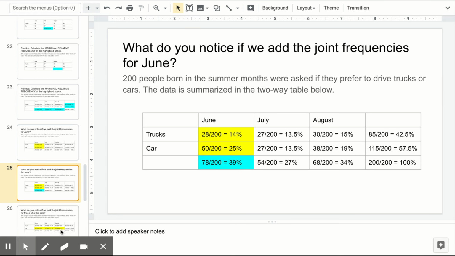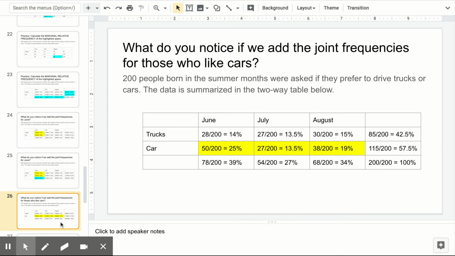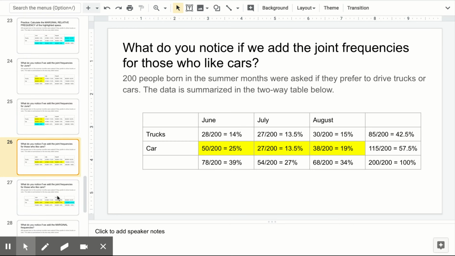So I want you to think, what's going to happen if I add those up? What are they going to add up to? Without doing any math, without even touching your calculator, what are they going to add up to? Hopefully you know that it's going to add up to that one there. So it adds up down the columns and it also adds across the rows, right?